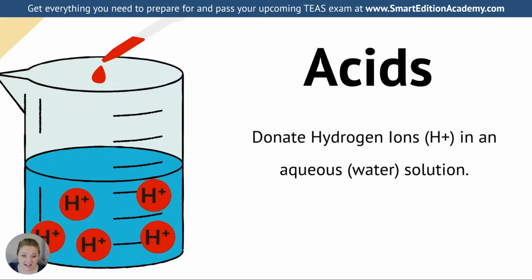So, what are acids? Acids donate hydrogen ions in an aqueous, which is water, solution. So when you put an acid in water, it's going to donate hydrogen ions. It's going to break off a hydrogen ion from the acid. And by doing so, it increases the hydrogen concentration in the water. So you can see the little droplet here. Imagine dropping that in, and all these hydrogens break off, meaning that there's a lot more hydrogens in the water now.